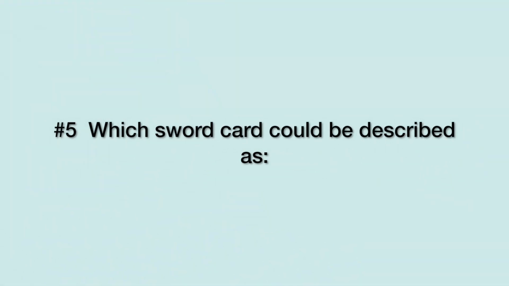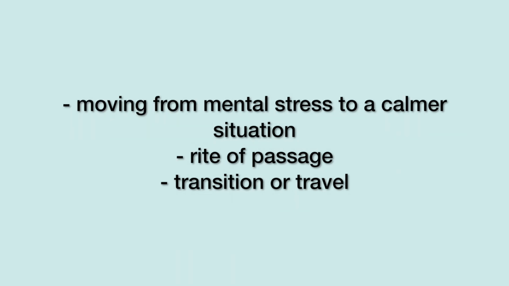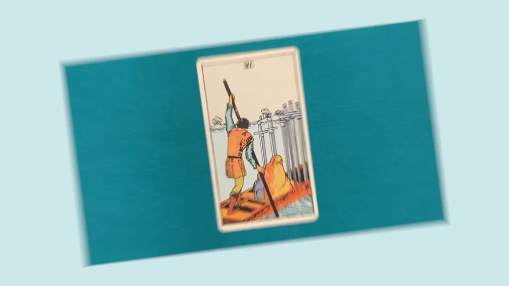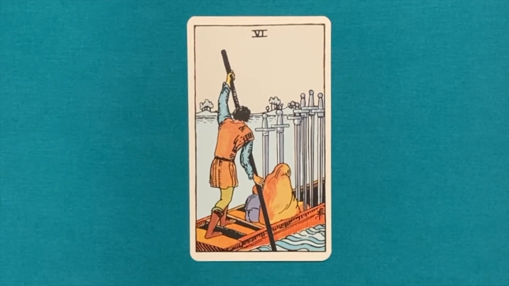Which sword card could be described as moving from mental stress to a calmer situation, rite of passage, transition or travel? If you guessed the Six of Swords, you'd be right.